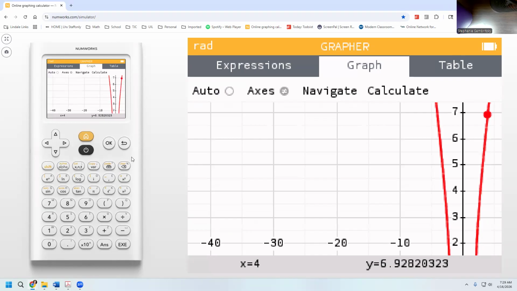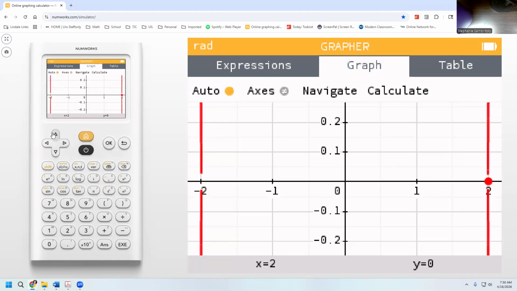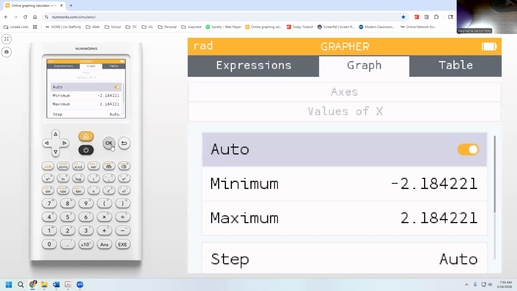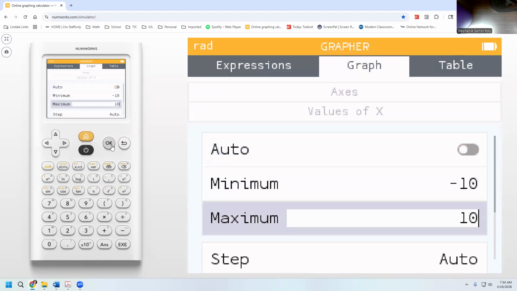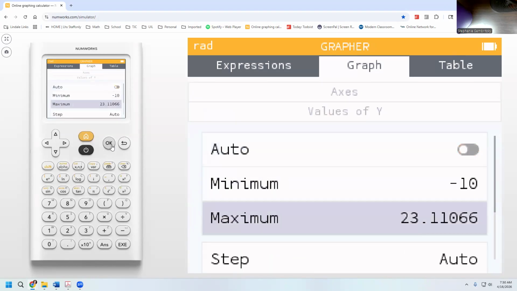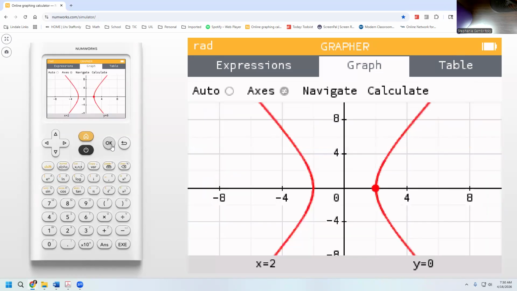So what we end up with, and this is not the best graph, let me go back up. Sometimes it does nice when we do the auto, and sometimes it doesn't. Let's try the auto again. Now I'm going to change the axes to be -10 to 10 and -10 to 10. And let's look at what that looks like.